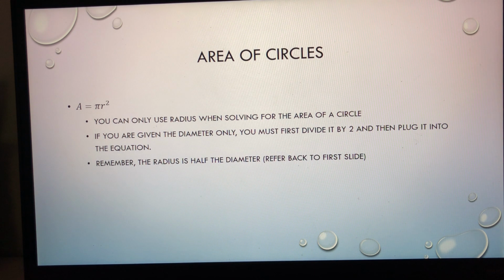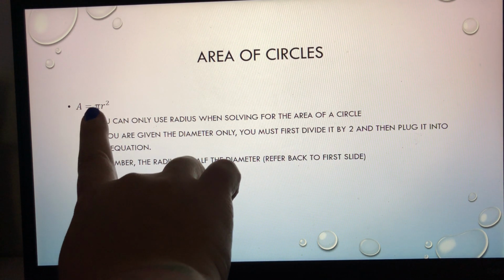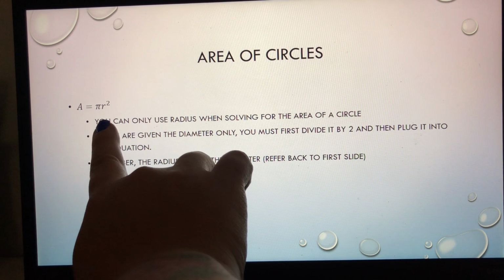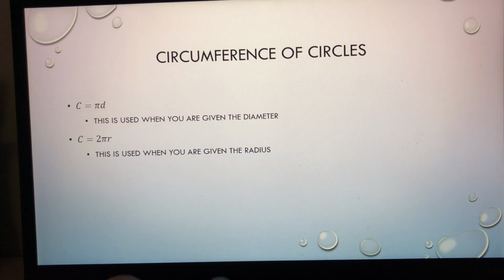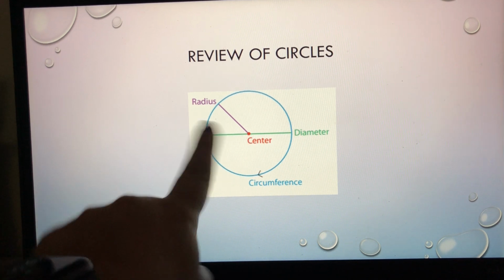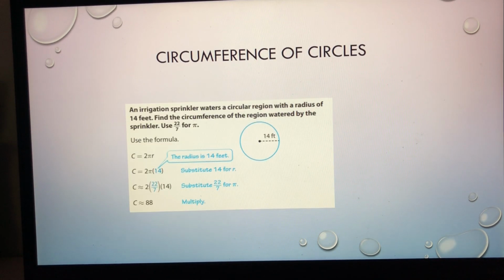All right, next we're going to go through the area of circles. Area only has one specific formula, and that is the one that only uses radius. We can only use radius when solving for the area of a circle. So if you're only given the diameter, you need to divide it by 2 first. That means you're taking half of it, then you can plug it into the equation. Remember from our first slide, the radius is always half of what my diameter is.